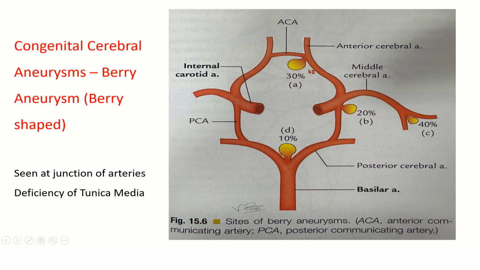Now coming to the actual applied aspects, you can see here in this diagram certain berry-like structures. These are called congenital cerebral aneurysms. They are berry-shaped, so they are called berry aneurysms. What is happening here is that the tunica media is defective, resulting in berry-shaped aneurysms, and most likely they occur at the bifurcation. You can see a berry aneurysm at the bifurcation of the middle cerebral artery, at the junction of the anterior communicating artery with the anterior cerebral, and at the bifurcation of the basilar artery into the posterior cerebral arteries.